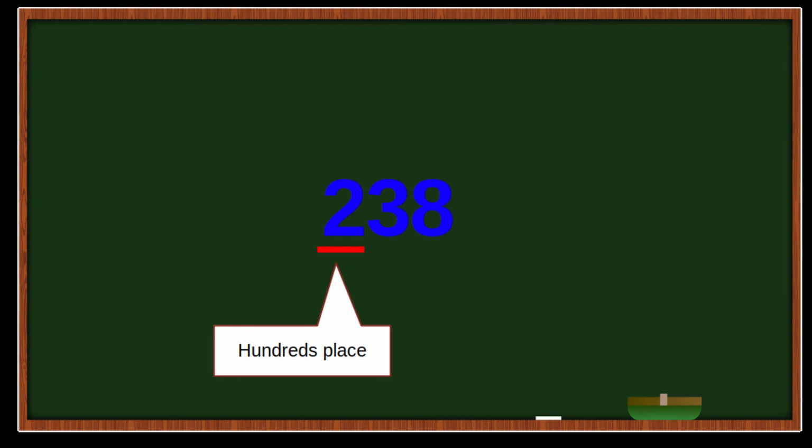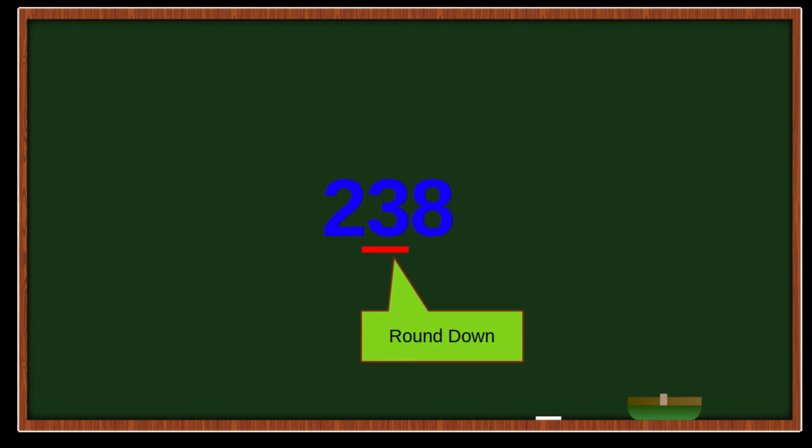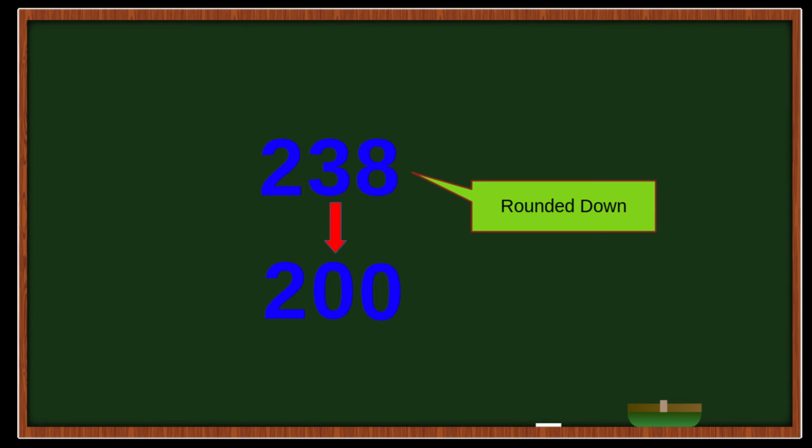Now let's round for the hundreds place. 238 has a 2 in the hundreds place. So we must take the number to the right to apply our rule, which is a 3. The rule says less than 5 round down. 238 becomes 200. Our result is 200.